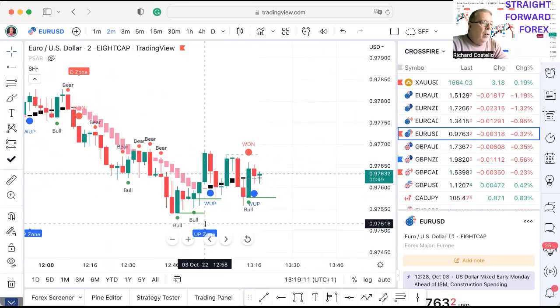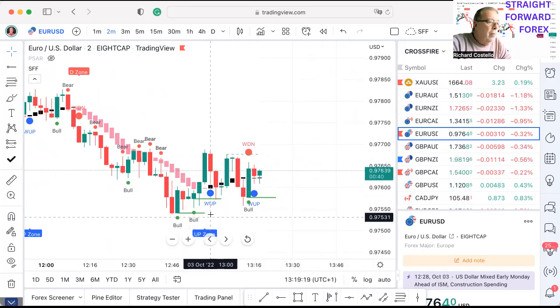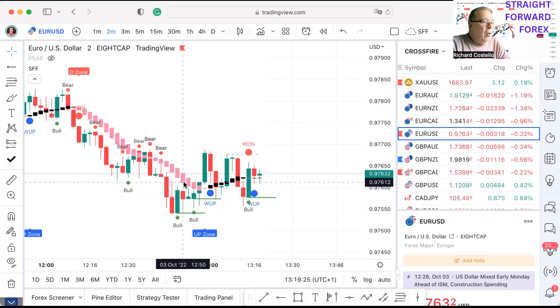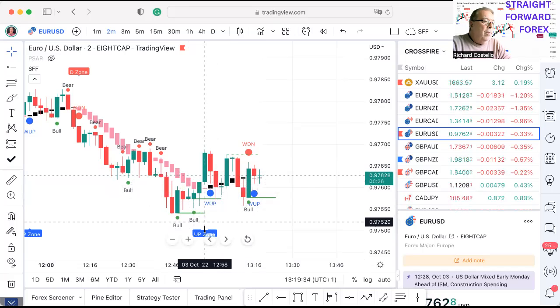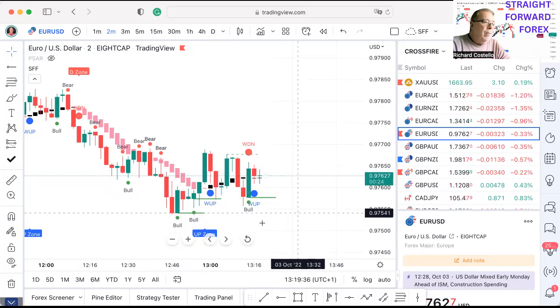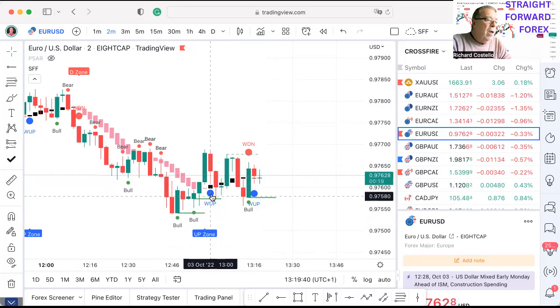And this happened at 12:58. One candle later, at 1300 hours, we also got a wave up signal, which is telling us what we can already see, that the pink candles have got very small and have been replaced by black candles. So two of our criteria have been satisfied on this pair. We've got an up zone, we've got a wave up.